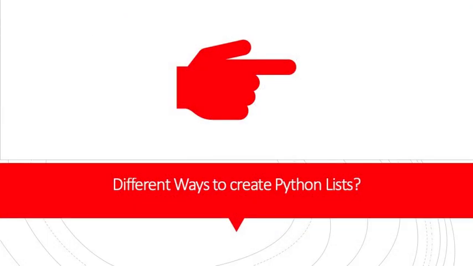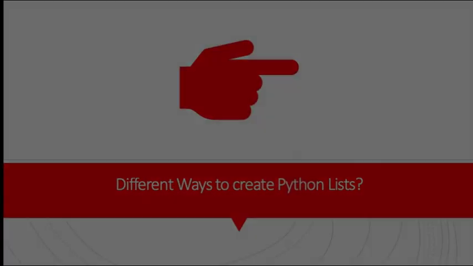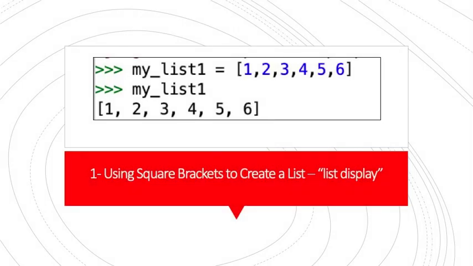Okay, let's see about the different ways to create a Python list. Probably the most standard way to do it is through using the list display. We create a variable called my_list1, and then in square brackets, we have a set of objects. In this case, the numbers 1 through 6. When we then go to Python Interactive and type my_list1 and hit enter, our list will return, confirming that it has been created.